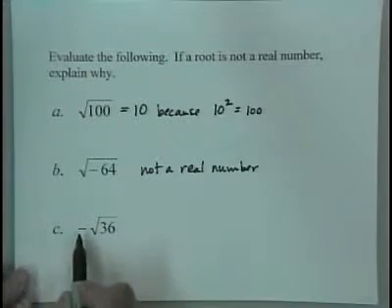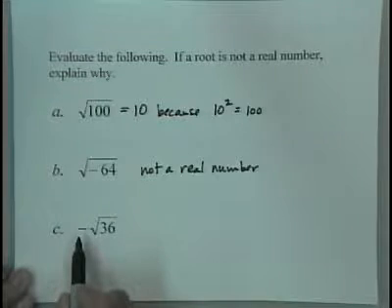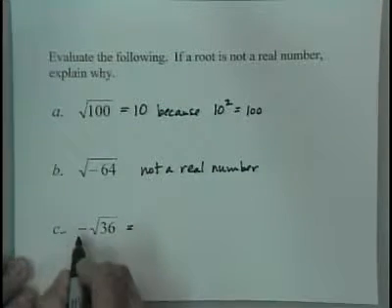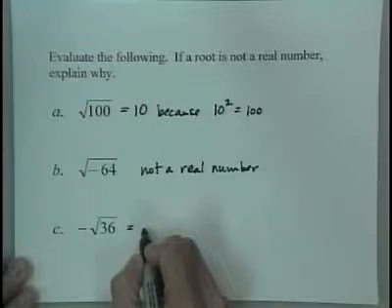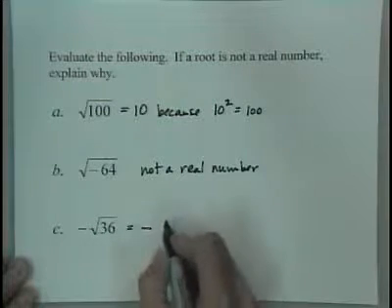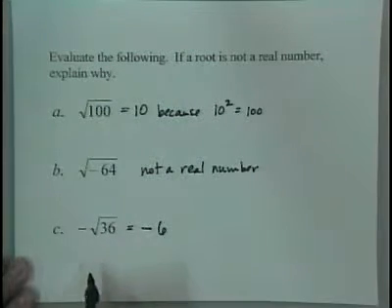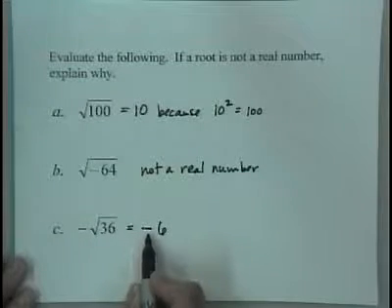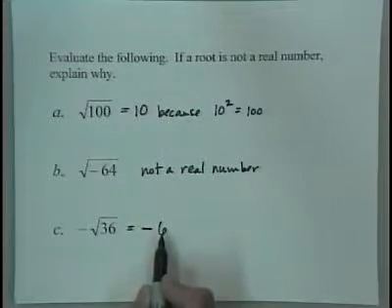In the third example, we want to evaluate negative the square root of 36. Well, the negative is outside the square root sign, and so it gets attached to the number that is the square root of 36, which is 6. So when we evaluate negative the square root of 36, we get negative 6.